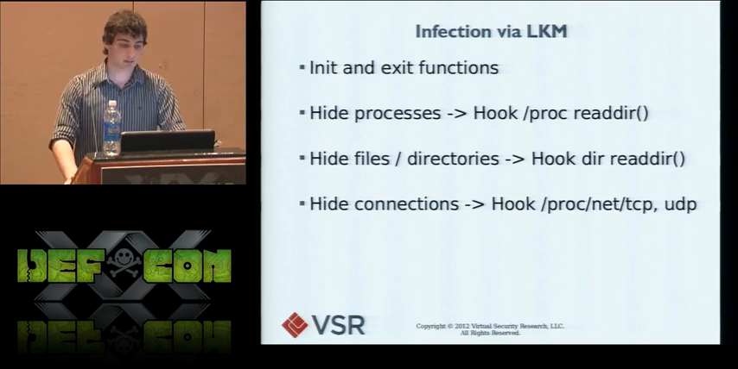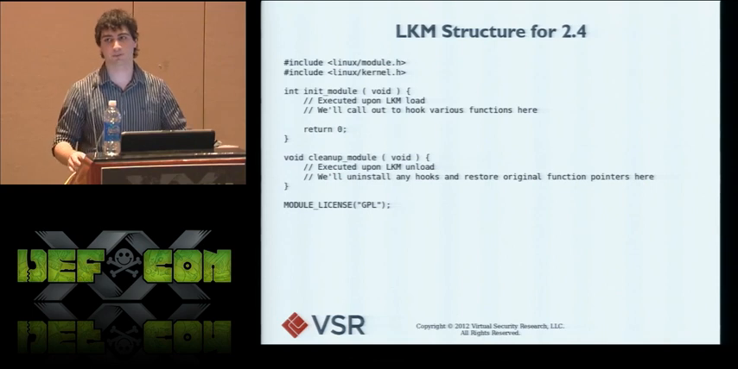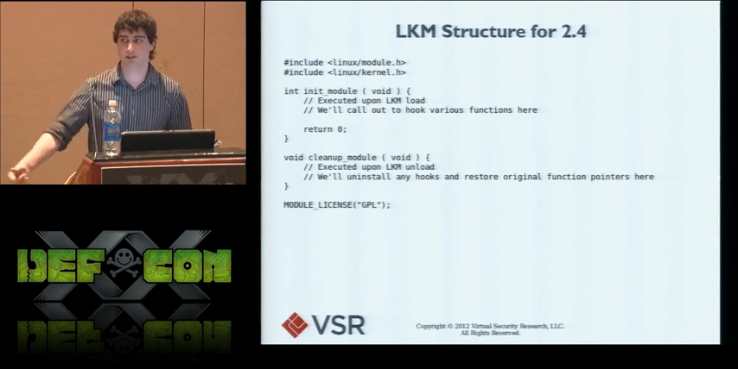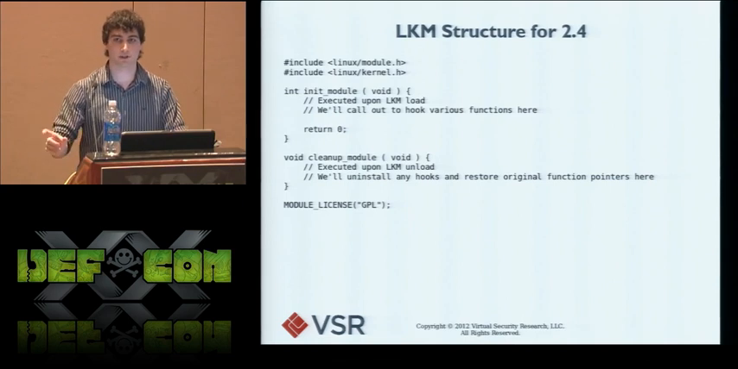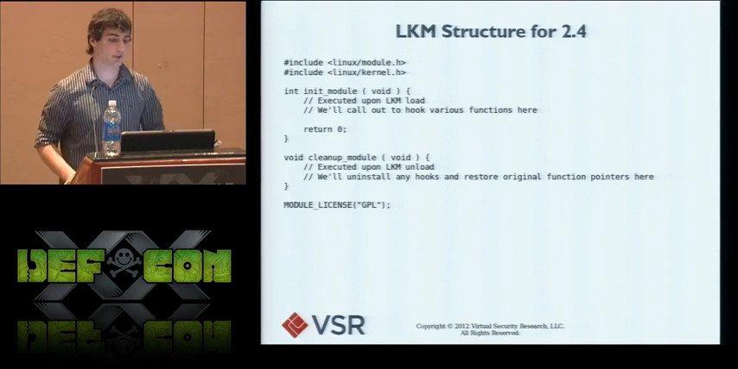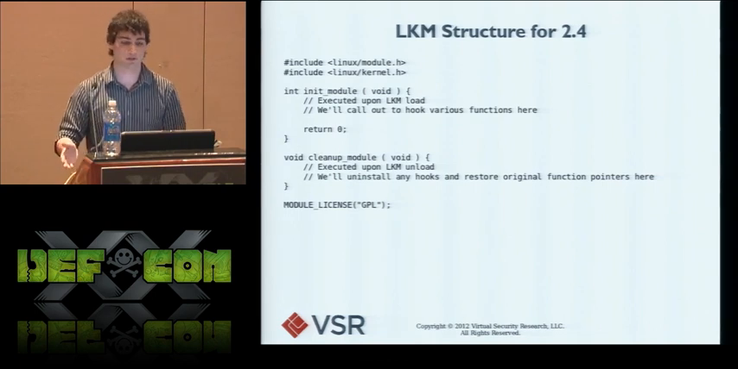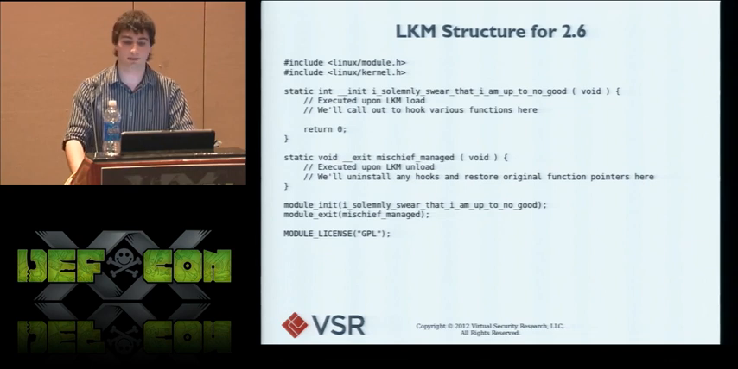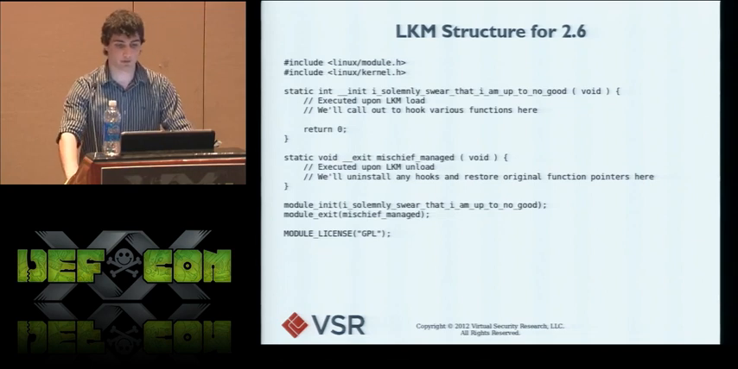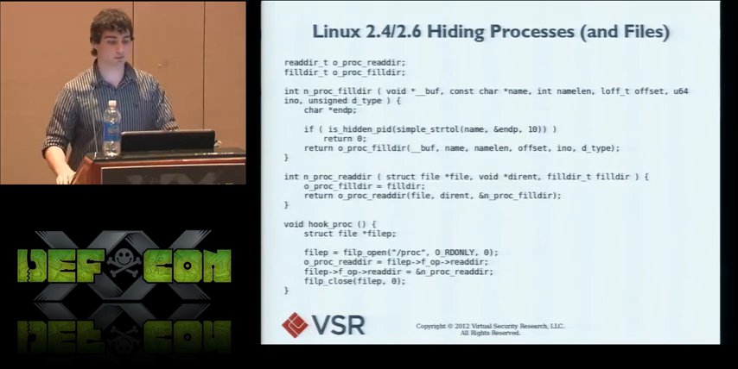And if we want to hide processes, we simply hook the read directory function that's associated with the /proc directory. Every process running on the system is represented by a directory in /proc with the PID as the name. If we want to hide files and directories, we simply hook the read directory function associated with the folder that it's in. And if we want to hide connections, we simply hook the output functions associated with /proc/net/tcp and UDP.